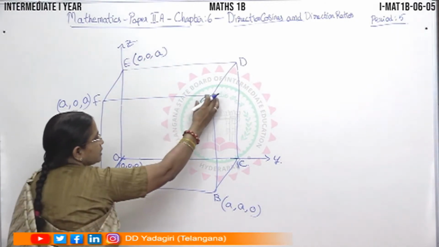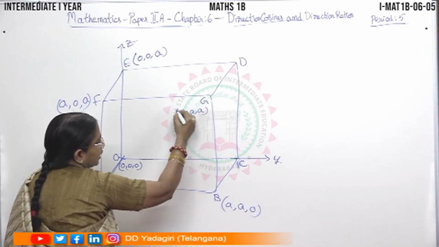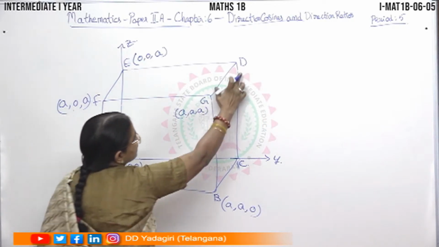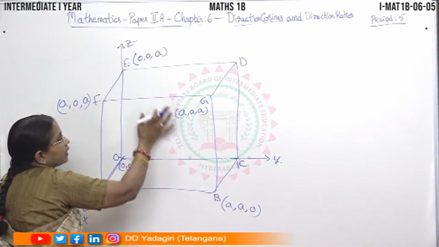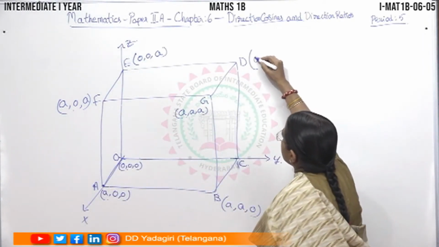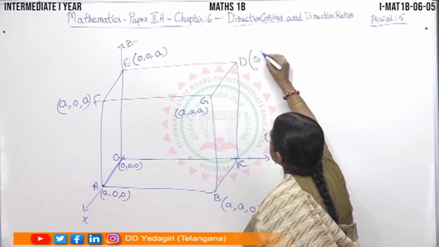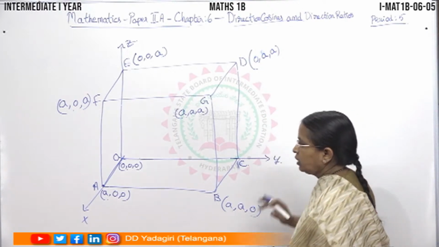Now this point is in space. So its coordinates will be a, a, a like this. Now where is this D point? D point is backside, so that is in YZ plane. In YZ plane you will have Y and Z. X will be 0. So Y is a and Z is also a. So like this we write the coordinates.